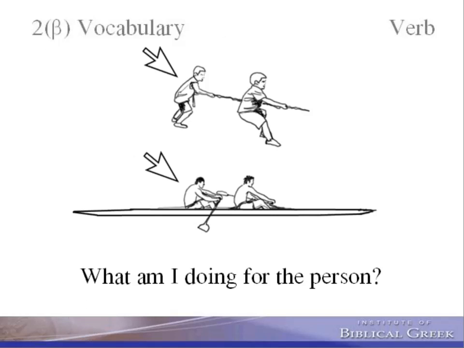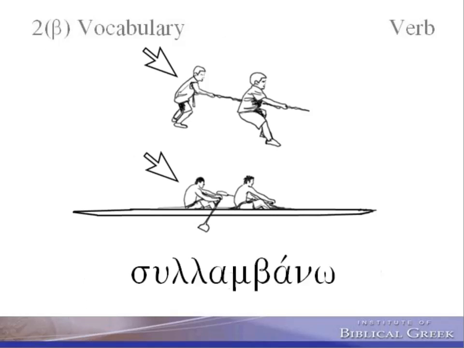Okay, this picture might be a little confusing at first, but we have two people, and I'm pointing to one of them. And so what am I doing for the other person? I'm assisting. Sulamvano. And normally you would give aid to the person in the dative. So if you were to compose in Greek, sulamvano afto.